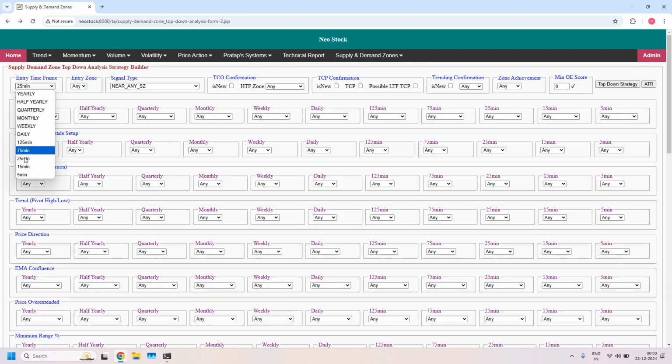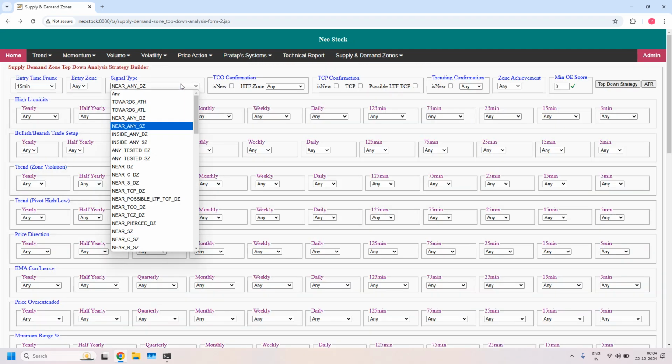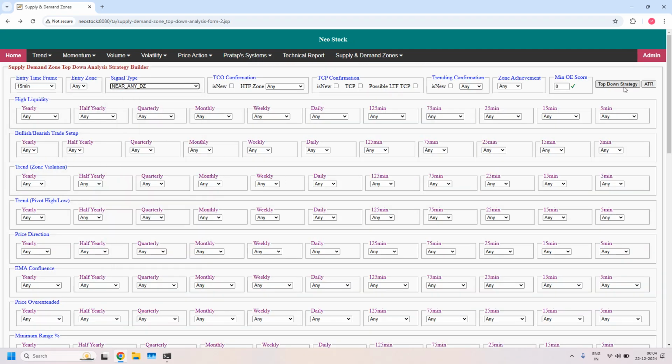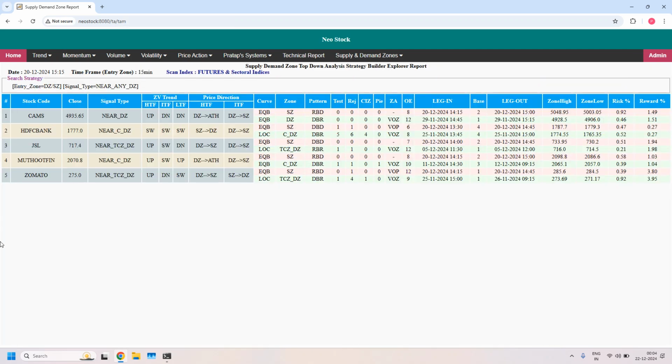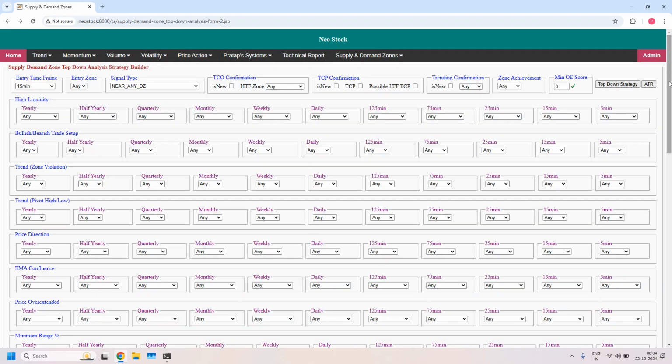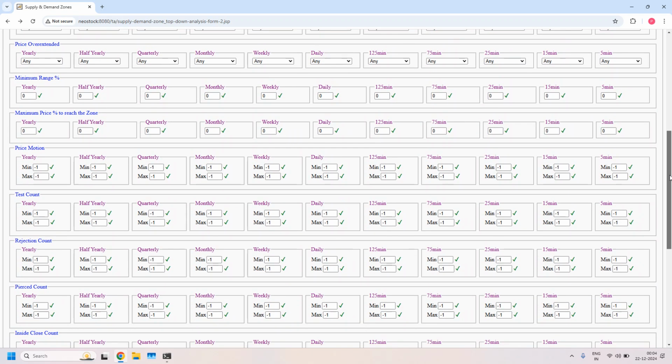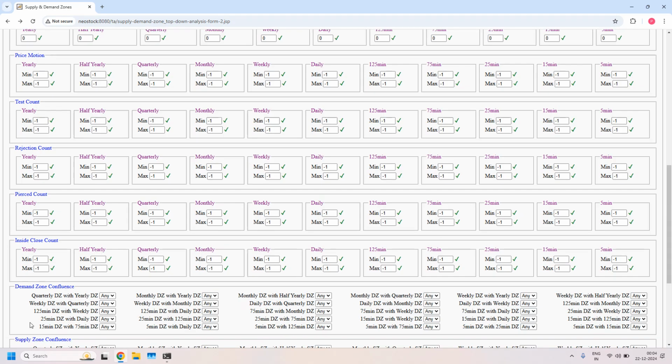Next time frame is 15 minutes. Stocks near 15 minutes demand zone. We got 5 stocks. And that fourth one is pierced. Now let's verify out of these 5 how many are having ITF demand zone confluence. That is 15 minutes demand zone with 75 minutes demand zone confluence.